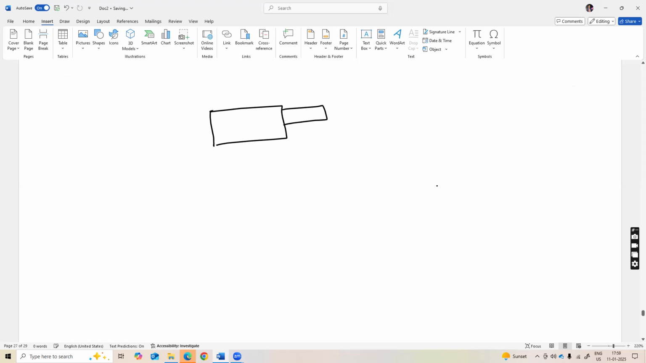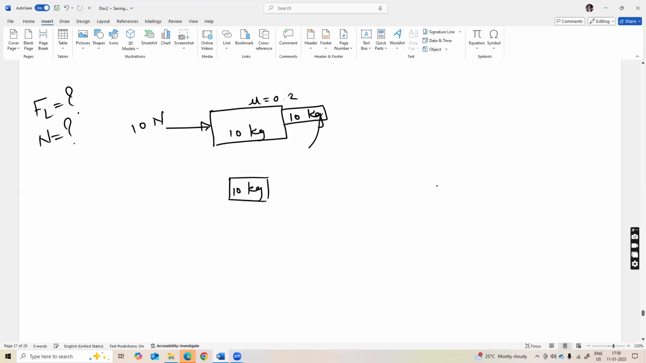So we'll take one example. Let's say you have two masses. One has mass 10 kg, the other also has mass 10 kg. The coefficient of friction between them is 0.2, and the applied force is, let's say, 10 Newton. How do we find the limiting frictional force and normal reaction between the two objects? Whenever we have to find the normal reaction, we take this 10 kg object and apply a pseudo force of m, that is 10 into acceleration. So the normal reaction will be equal to 10 into acceleration.